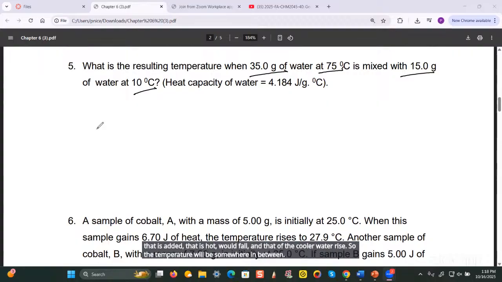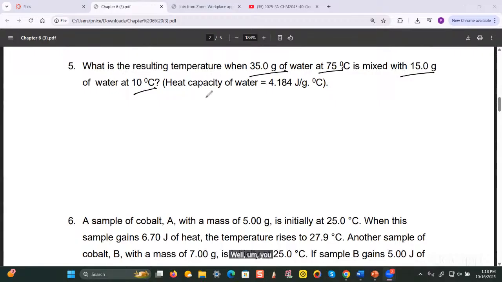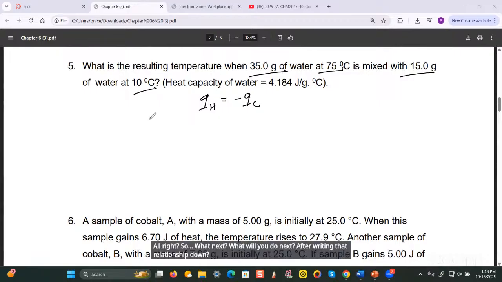So it's kind of similar to the problems that we just looked at when we add a hot metal to cooler water, right? So how would you represent this mathematically? Well, you could say Q of the hot water will be equal to minus Q of the cooler water. All right? So, what next? What would you do next after writing that relationship down? Set it up kind of like before. Exactly.